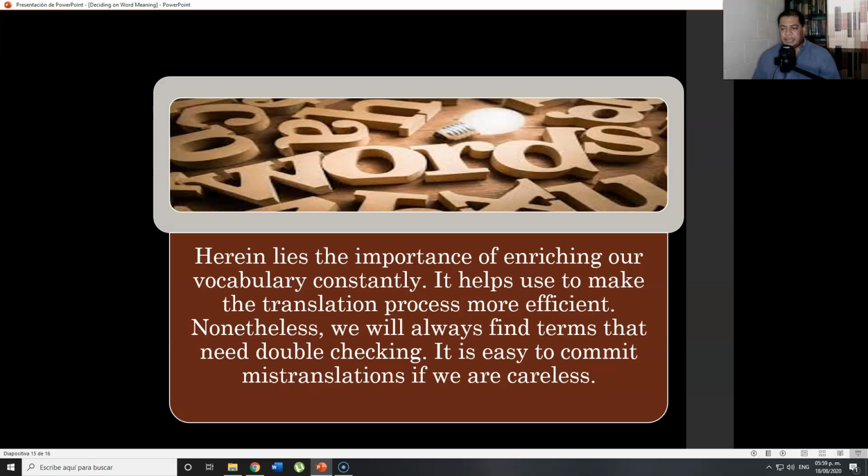So in here lies the importance of enriching our vocabulary constantly. It helps us to make the translation process more efficient. However, we will always find terms, as I told you, that need double checking. It is easy to commit mistranslations if we are careless, so you want to be careful with this.